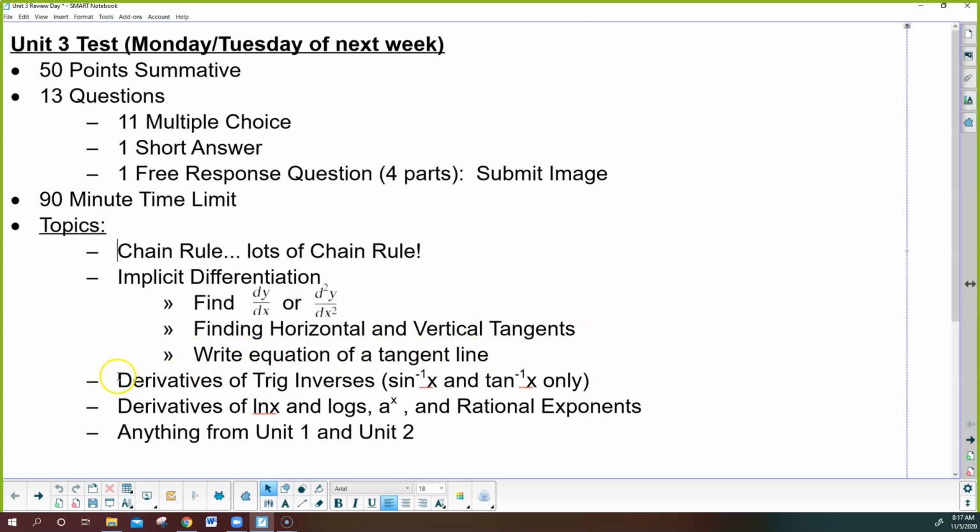Then we had some facts that we learned. We had the derivatives of inverse trig functions, and the only two you're expected to know is sine inverse and tangent inverse. Then we learned the derivatives of the natural log, the regular log, a to the x, and then rational exponents. And I'll show you what that looks like, just to refresh your mind.